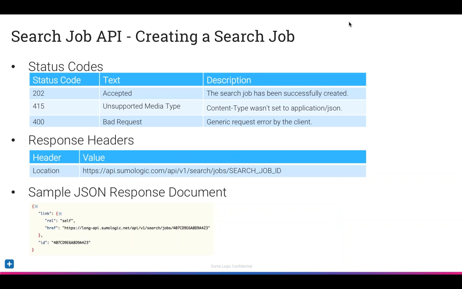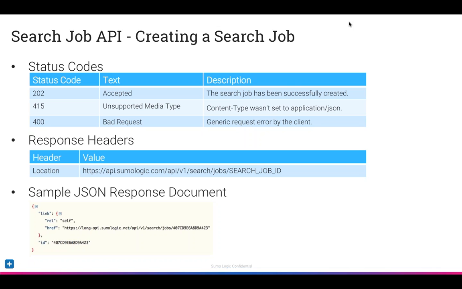When you create a search job, common status codes you're going to get back are one of three. 202 means your request was accepted and the search job has been created and is processing on the back end. 415 is the most common, is that you forgot to set your content type media to application JSON. 400 is a bad request. This is a generic request by the client. It can mean a lot of different things, and you'll get back more information in that error response as well.